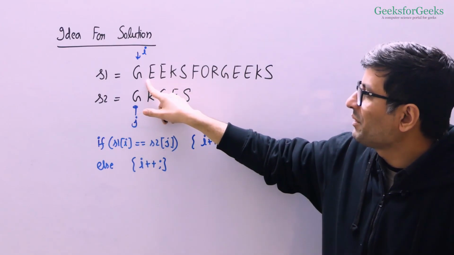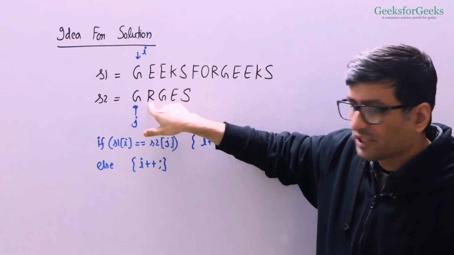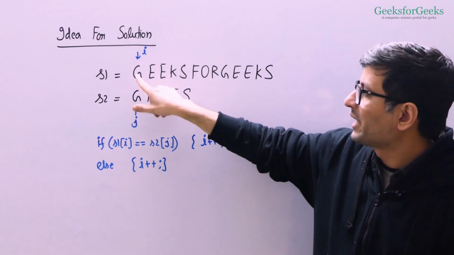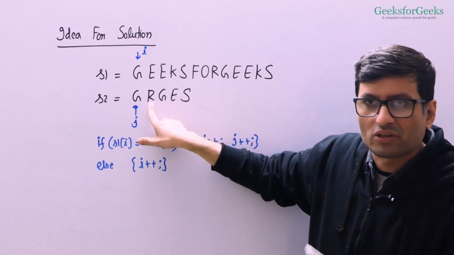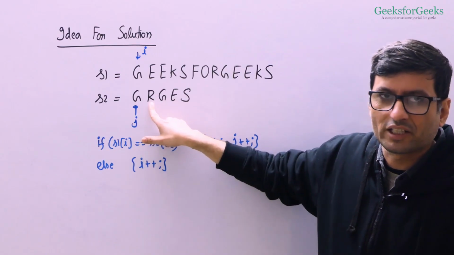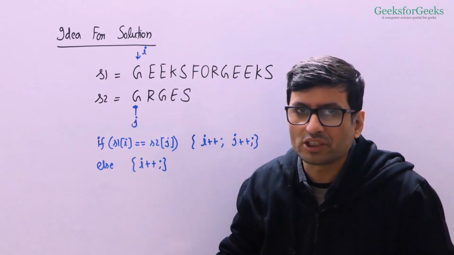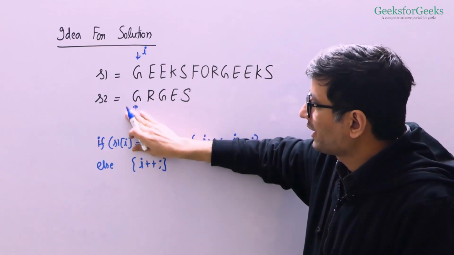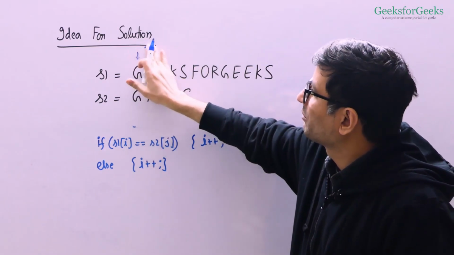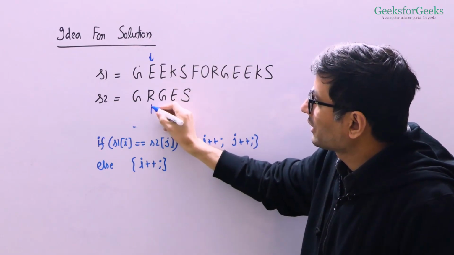See, it might be appearing somewhere later, but we are looking for the character R now after we have matched G, right? As long as we don't find R, we would not process any other character, right? Because the order of characters in the subsequence should also be same. So we begin with G and G, they both match, right? So we are going to move ahead in both these strings. We are going to come to E here, and we are going to come to this R.